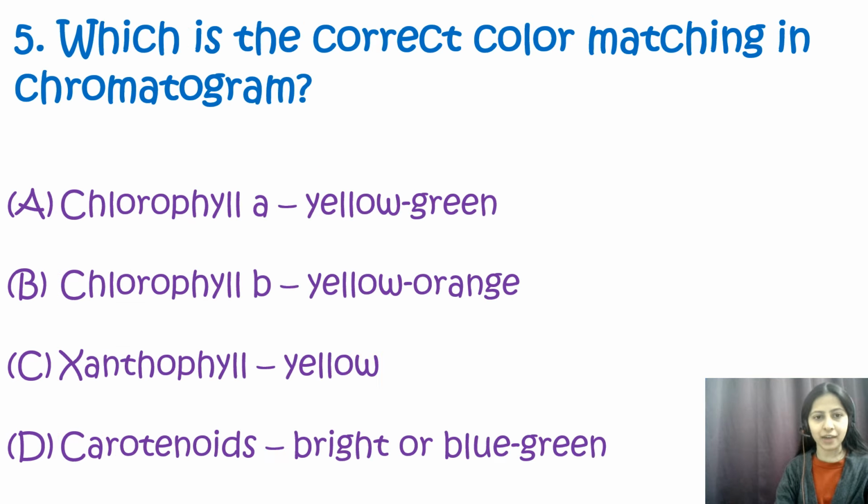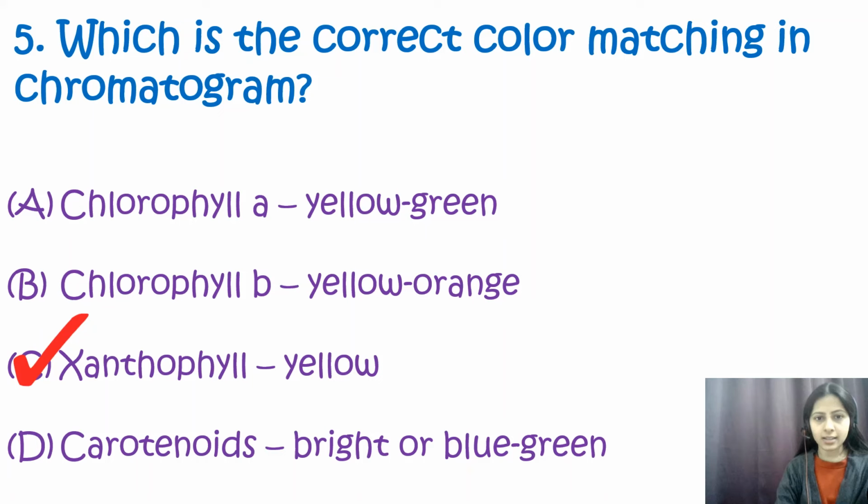Question number 5. Which of the following is the correct color matching in the chromatogram? Options are A. chlorophyll A yellow green, B. chlorophyll B yellow orange, C. xanthophyll yellow, and D. carotenoids bright or blue green. So the correct option will be option number C, that is xanthophyll yellow.